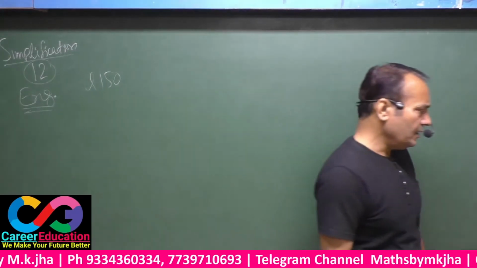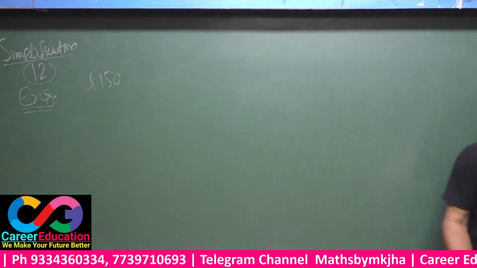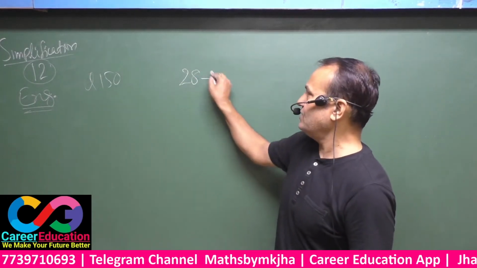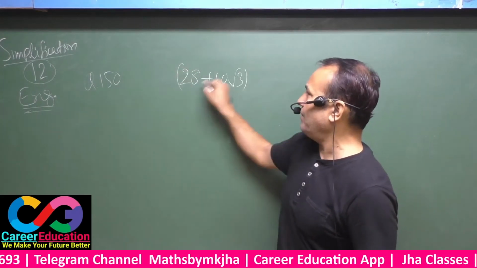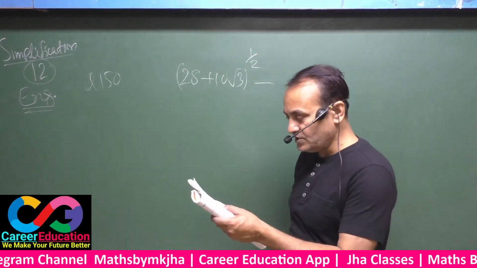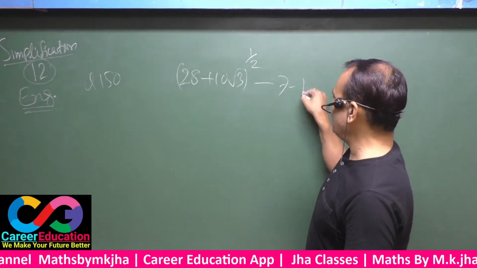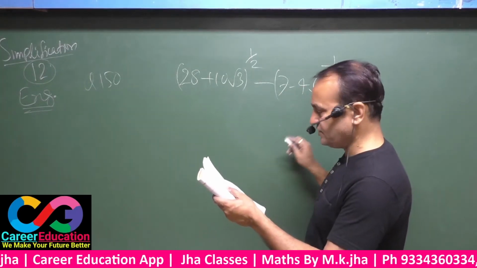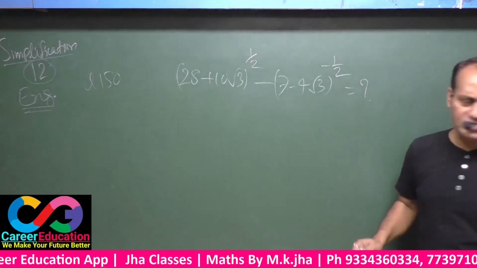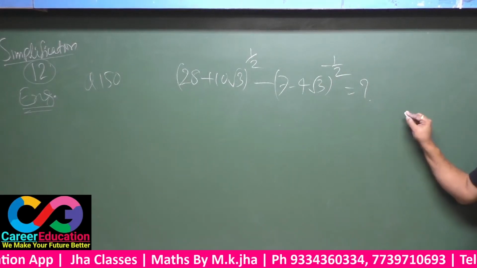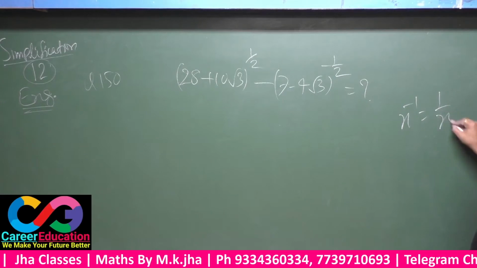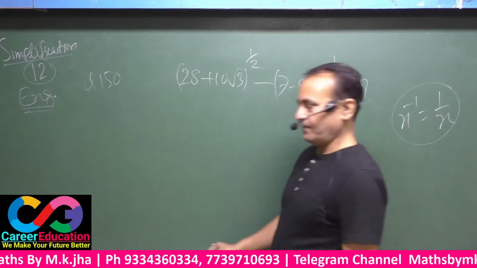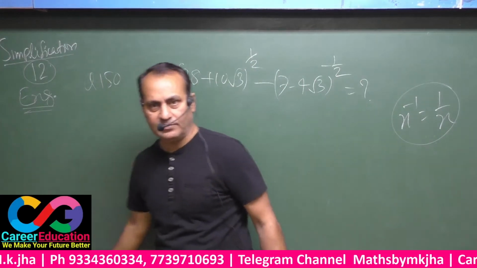See, now the question is 150. This is (28 plus 10 root 3) power 1 by 2, again minus (7 minus 4 root 3) power 1 by 2, minus 2 equals to what? Firstly you must know x minus 1 by x equals to 1 by x. See here, you have to solve this question.